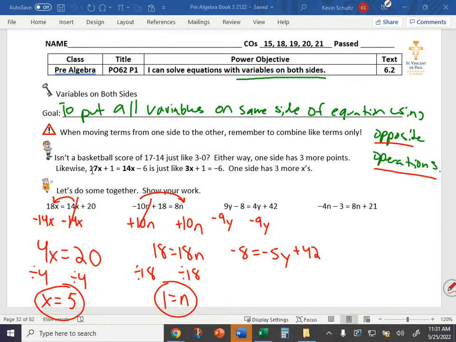Your calculator's in your pouch the whole time. Sorry, I didn't know that.